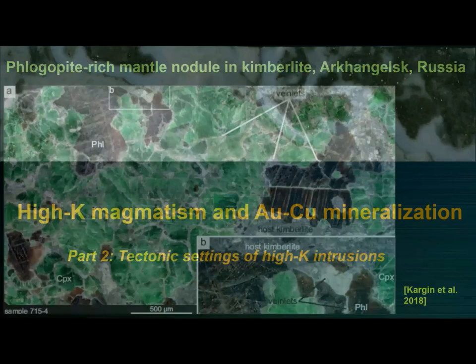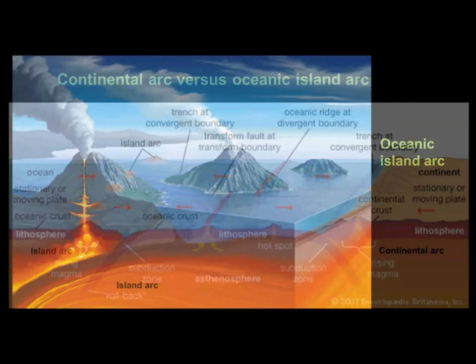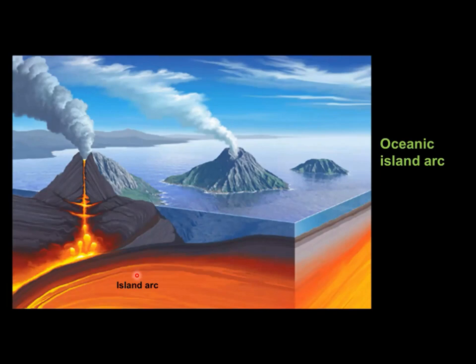Now I want to talk a little bit about the different tectonic settings of these potassic intrusions. The most important one, of course, in South America is the continental arc, where an oceanic slab is getting subducted under a continental slab. Then, which is very important in other places where you look for porphyry copper gold mineralization, like in the islands of Indonesia or Papua New Guinea, is a so-called island arc setting, which has different geochemical fingerprints. We will see very soon.